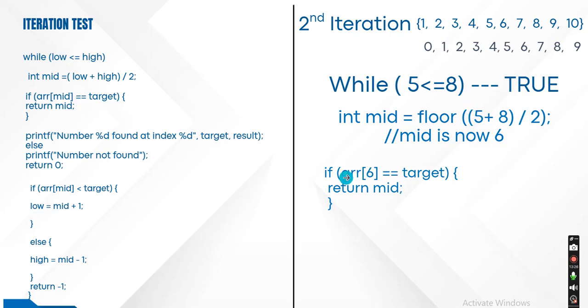So now we're going to say if array of 6 is equals to target, which is 7, and array of 6 is equals to 7, then what do we do? We return mid. That's why we're returning that 6 is the index which we found.